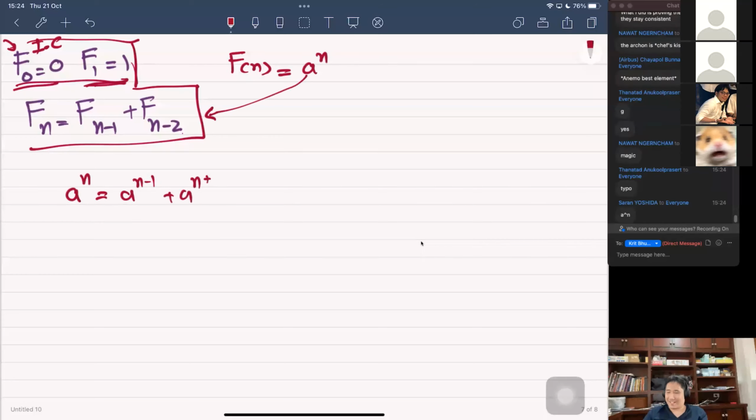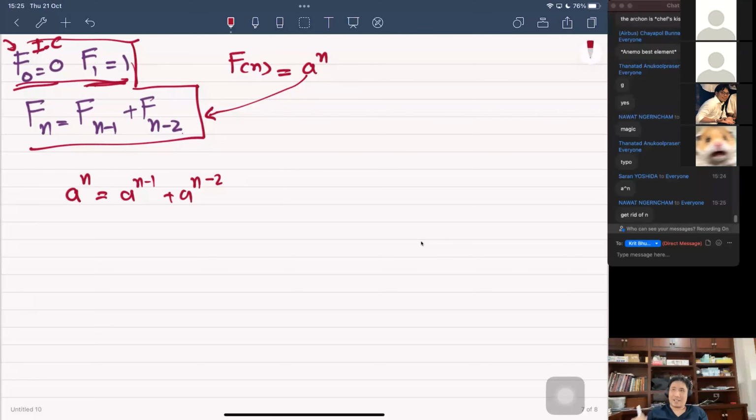You see, this equation looks much easier than before. It looks much easier, but it doesn't have an easy solution, right? What do we do next? Can someone tell me? What do we get rid of? Get rid of A to the n, right? You're gonna get 1 is A to the minus 1 plus A to the minus 2.